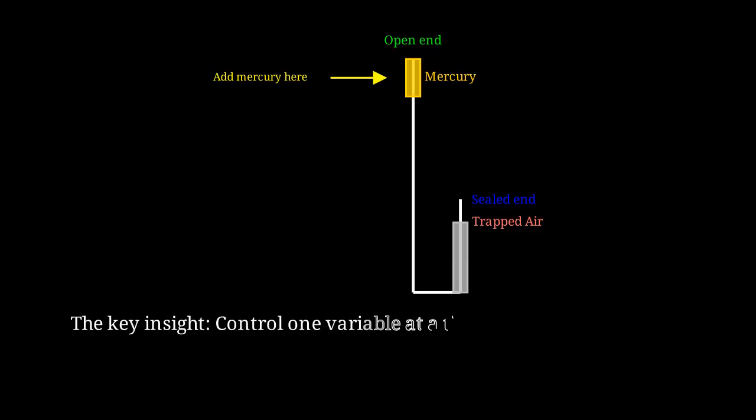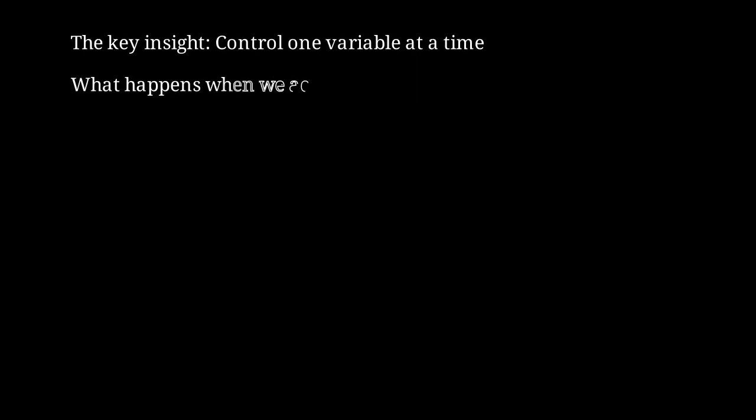Here's the key experimental insight that every student must learn. Control one variable at a time. Boyle kept the temperature constant and the amount of gas constant. He only changed the pressure. What happens when we add mercury? The weight of the mercury column pushes down on the trapped air. This increases the pressure, and we observe that the volume of trapped air decreases.